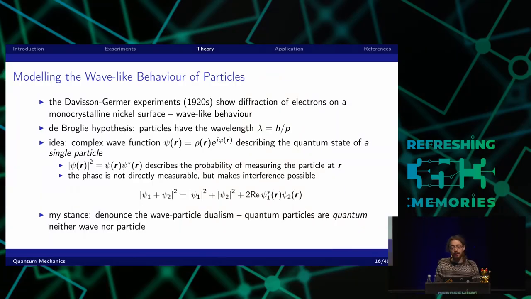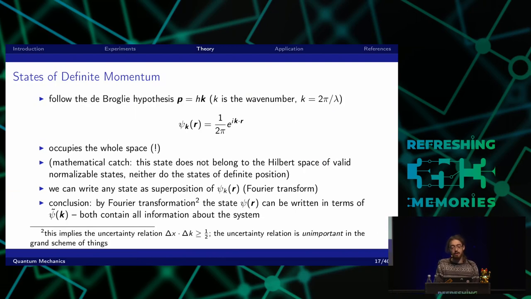Now that we have a complex wave function, what about simply using a plane wave with constant probability as the states of definite momentum, because we somehow have to describe a particle that has a certain momentum. Those have the little problem that they are not in the Hilbert space because they're not normalizable. The absolute value of psi is 1 over 2 pi everywhere, so that's bad. But we can write the superposition of any state by Fourier transformation. Those e to the i k dot r states are just the basis states of a Fourier transformation. We can write any function in terms of this basis.